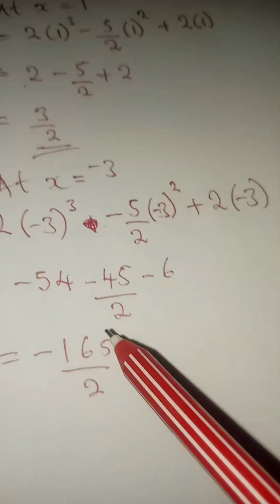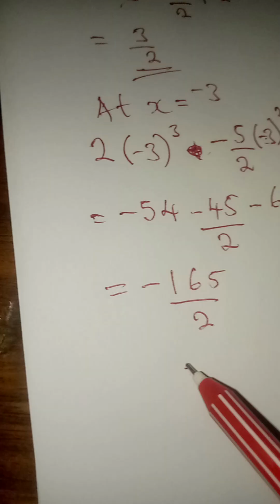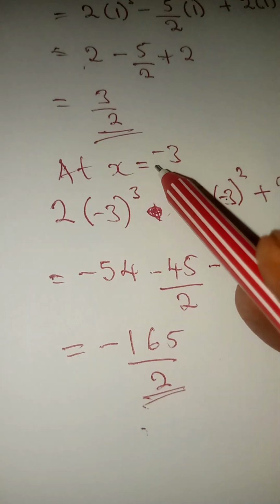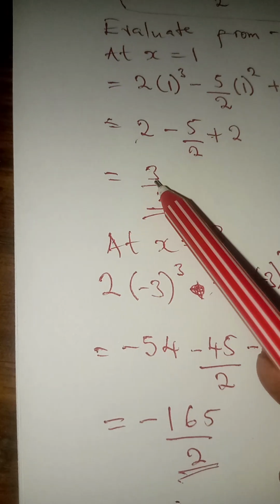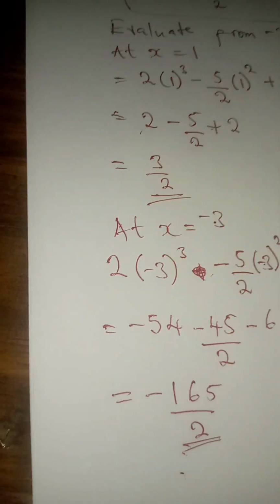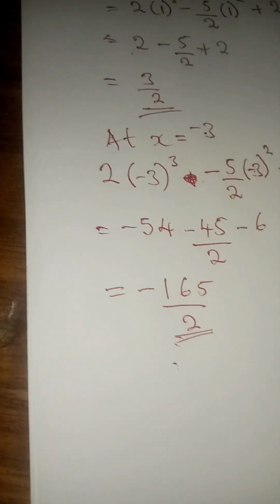So this here is at x equals negative 3, and this one is at x equals 1. So we found these 2 points.